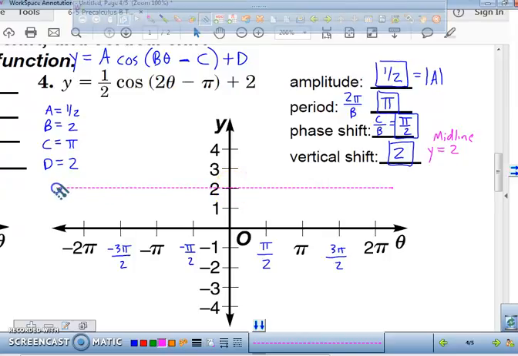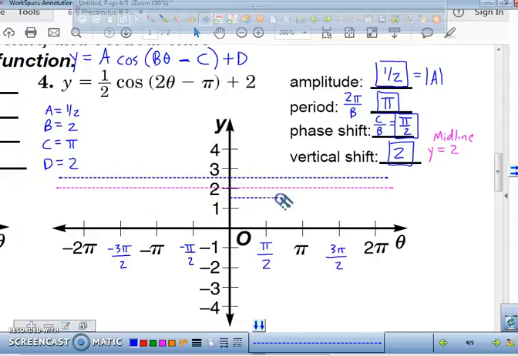Nice and straight, just like that. That's our midline. Now this is where it gets tricky. The amplitude is at a half, right? So this is where it's going to be really tough because I've got to go a half up. So I'm going right there between the 2 and the 3.